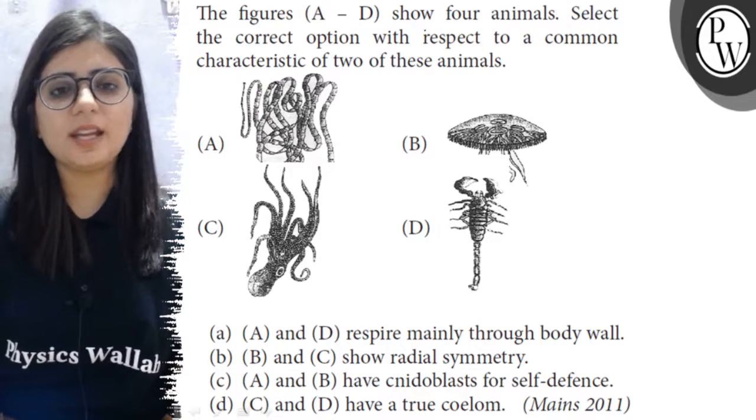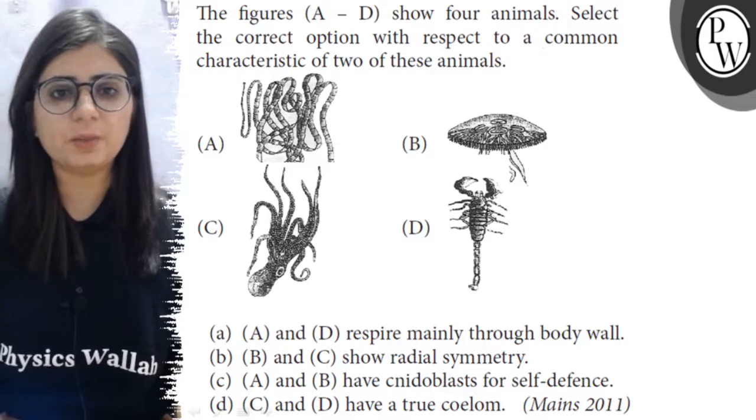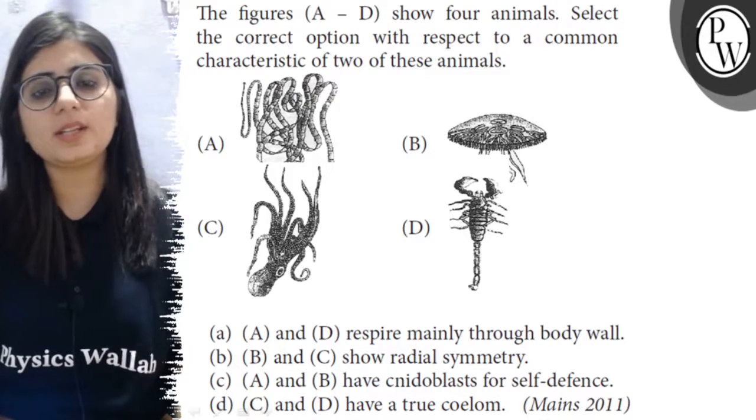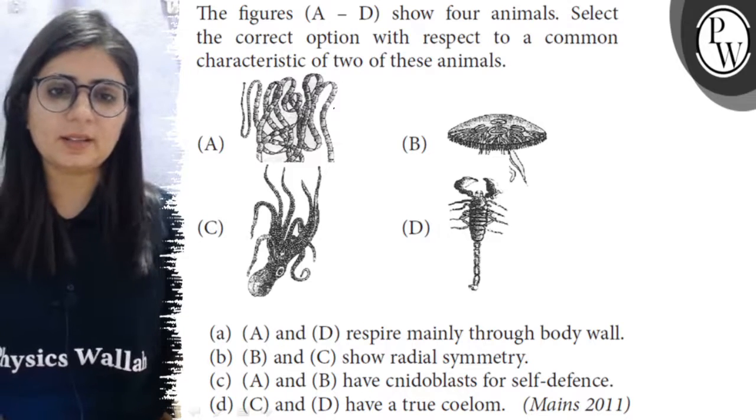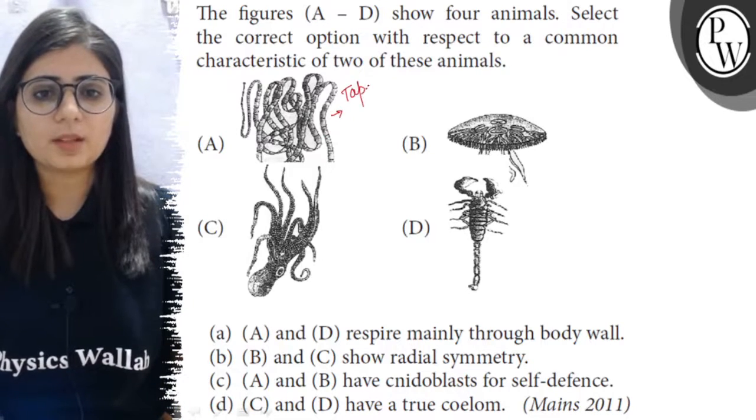The figures A to D show 4 animals. Select the correct option with respect to a common characteristic of 2 of these animals. So let's identify the animals. So the first figure is of a tapeworm.